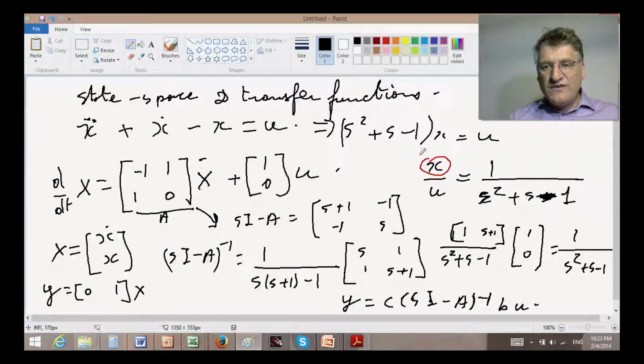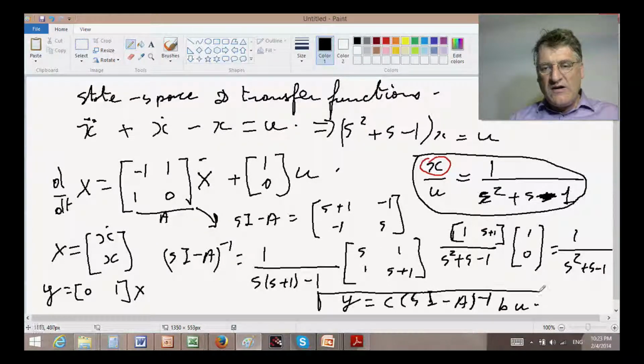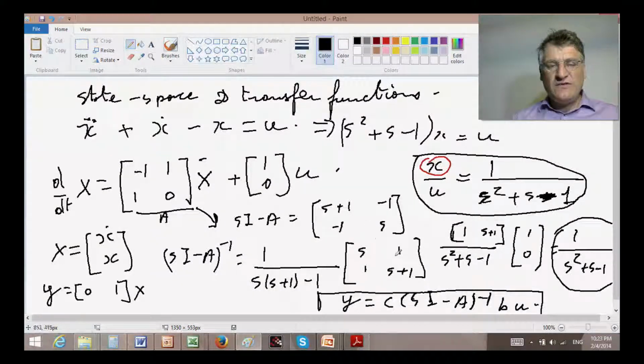Okay, and what we see is that whether we compute the transfer function using direct Laplace transform or we use the state space representation, we use that formula and we apply it, we obtain the same end result. So state space representations do allow us to find the very same transfer functions as the ones that we were used to computing before.